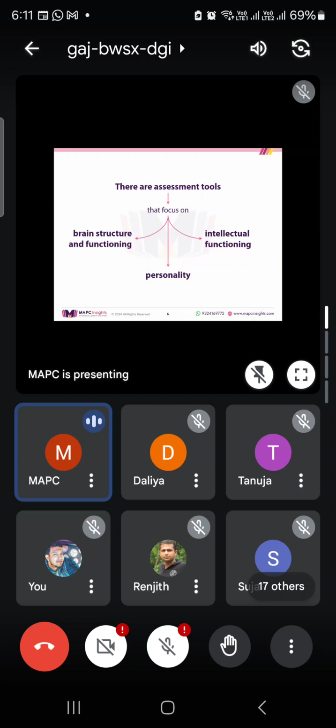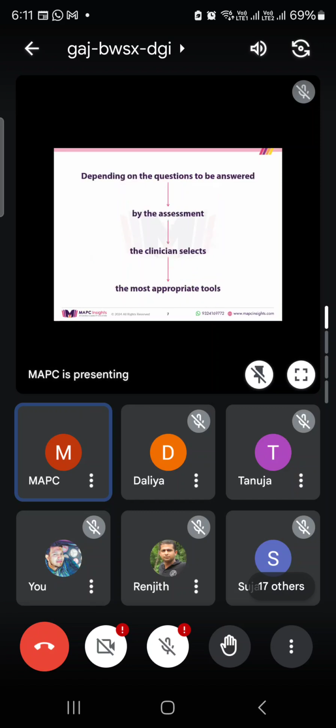This assessment tool focuses on brain structure, functioning, intellectual functioning and personality of the person. So when we want to understand the psychological profile, the clinical profile of the person, then we assess the brain functioning, intellectual functioning and the personality of the person. And this assessment tool mainly focuses on this.